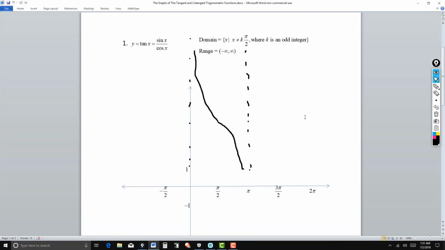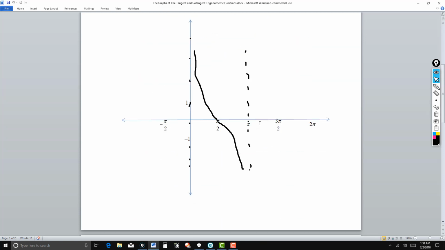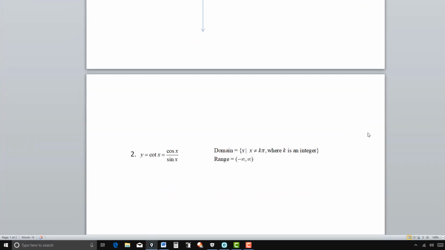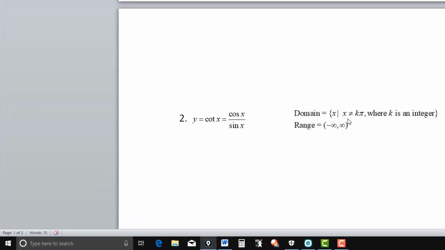And for the domain of this function, let me clear this now. Domain of this function, then: x cannot be a multiple of pi. So that's what this means. X does not equal k pi, where k is an integer. The range you can see from the graph goes from negative infinity to infinity.